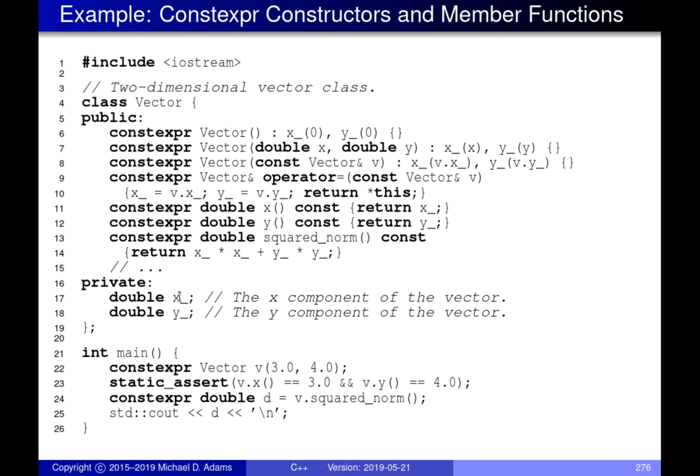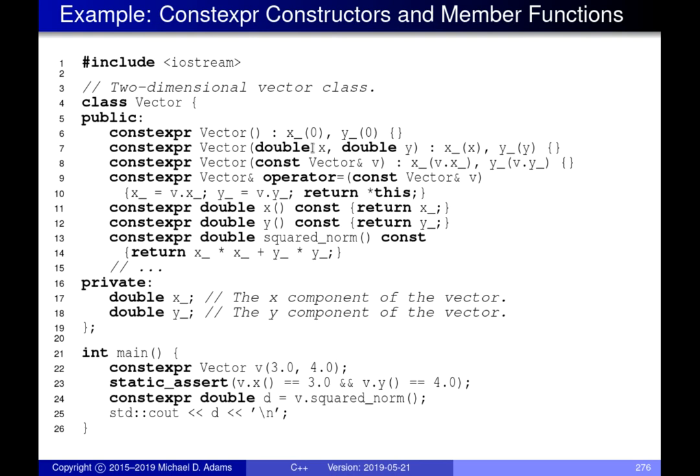So let's look at a little bit more fancy examples. This is an example of a simple two-dimensional vector class. So we basically have a pair of real numbers, which are represented by doubles here, the x and y component of the vector. And then we provide some very basic operations that we can perform on the vector. We can default construct it, and it just initializes the vector to 0, 0.